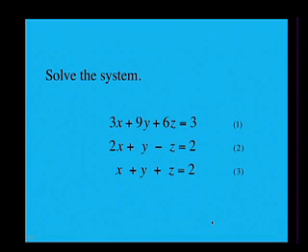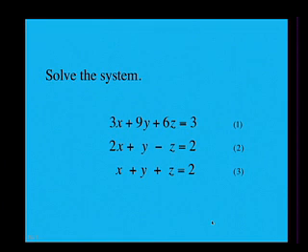Let's do an example. We're going to solve the system 3x plus 9y plus 6z equals 3, and 2x plus y minus z equals 2, and then x plus y plus z is equal to 2. So the first thing that I need to do is write those 3 equations down on the board so that we can then begin to eliminate one of the variables.